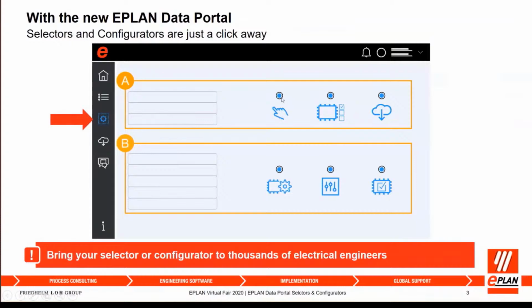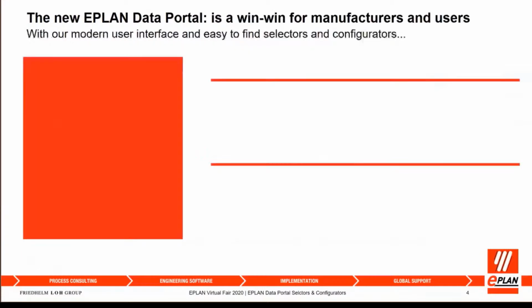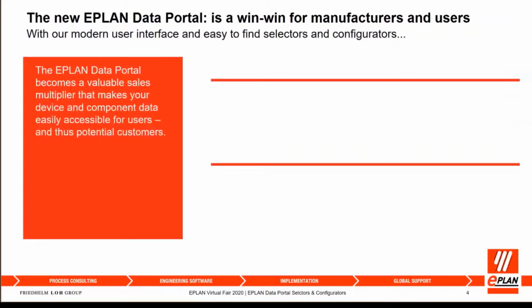And as we like to say, with just a click of a button, users are able to get into these selectors and configurators, select their parts, and then download with just these buttons. And as the manufacturer, when you offer these selectors and configurators, you're bringing this to thousands of electrical engineers. So the new ePlan data portal is a win-win for manufacturers and our users. With our modern user interface, you just saw that the selectors and configurators are really easily visible.